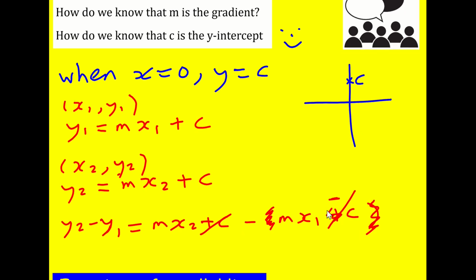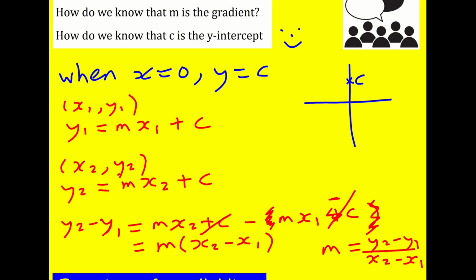And what I can then do is I've got a factor of m in both. I can factorize out the m, and I'm going to get m times (x2 minus x1). And therefore, I can divide through by x2 minus x1 all in one go, and I'm going to get that m is (y2 minus y1) over (x2 minus x1). This has just fallen out of the equation, and this actually is the definition of the gradient. It's the rise over the run.